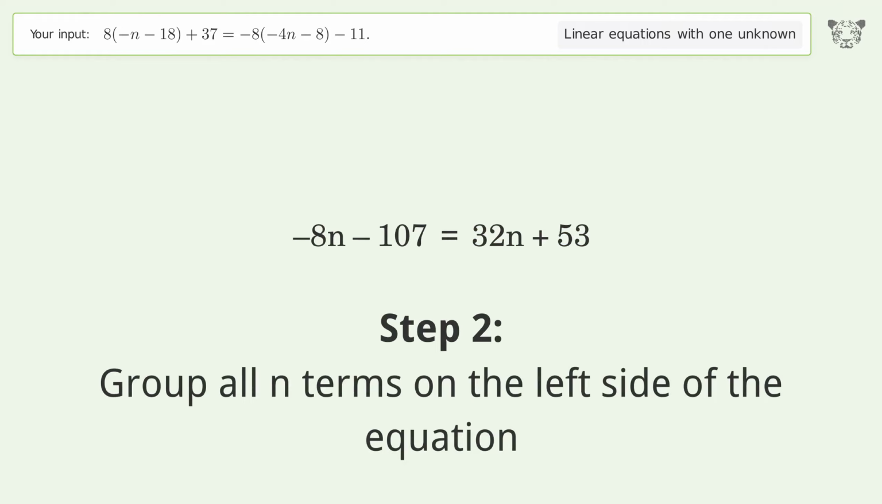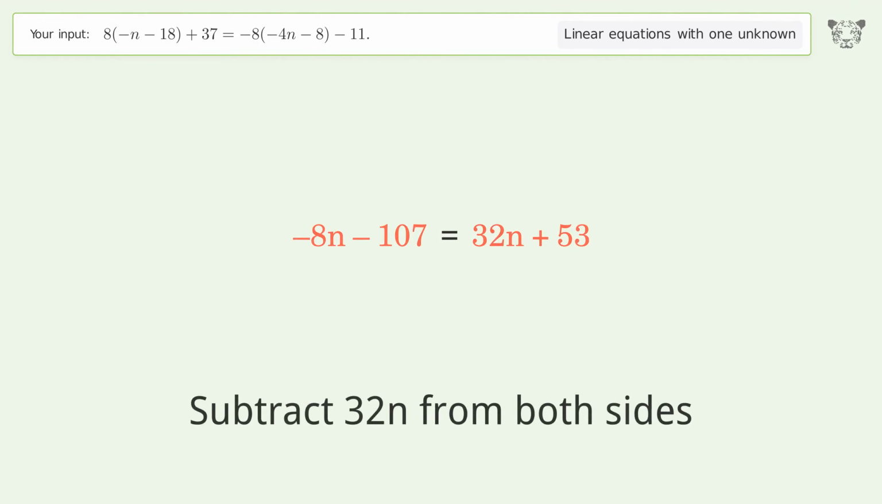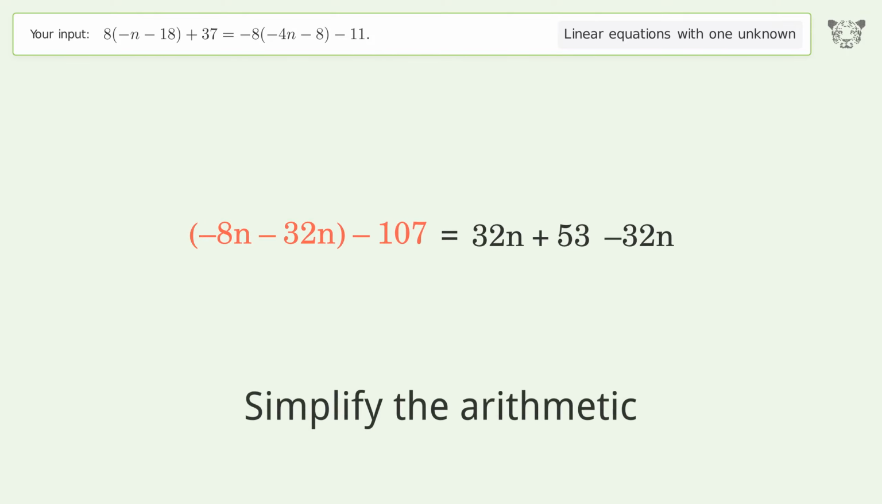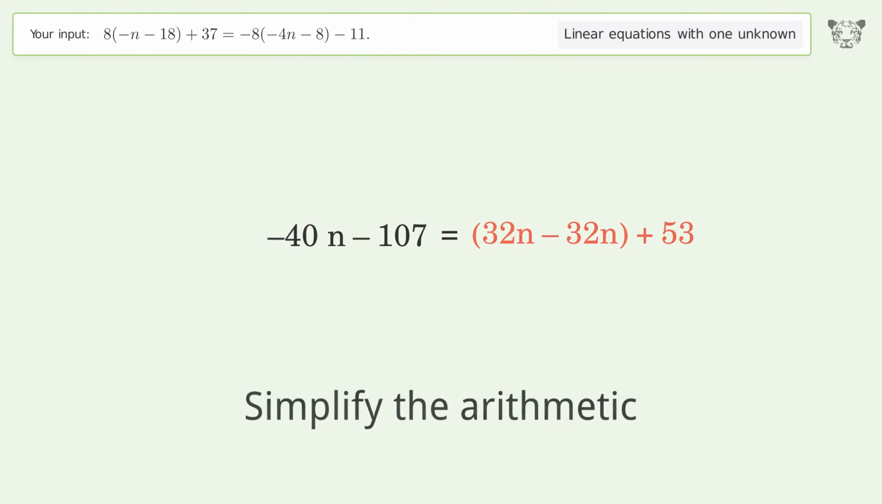Group all n terms on the left side of the equation. Subtract 32n from both sides. Group like terms. Simplify the arithmetic. Group like terms. Simplify the arithmetic.